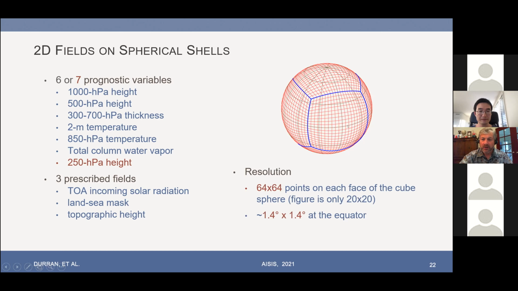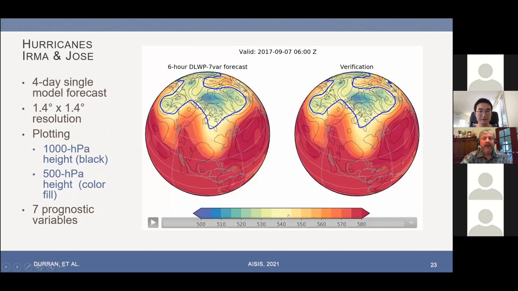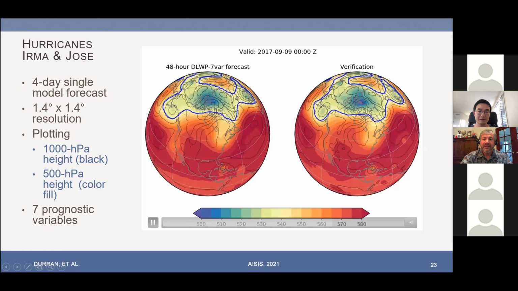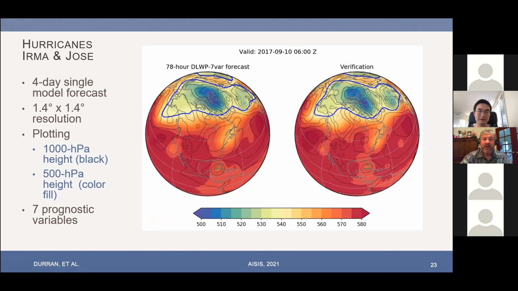This is a low resolution visualization here, and that gives us about 1.4 degrees by 1.4 degrees at the equator, a little finer resolution as we go further north. And I just want to show you, here's the model running for 4 days. So I'm going to hit play here. Watch the model. This is the forecast just after 6 hours. The right is ground truth. That's the real weather. The left is the prediction of our model. So that's really pretty good.